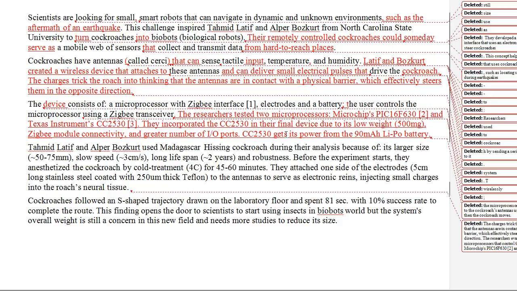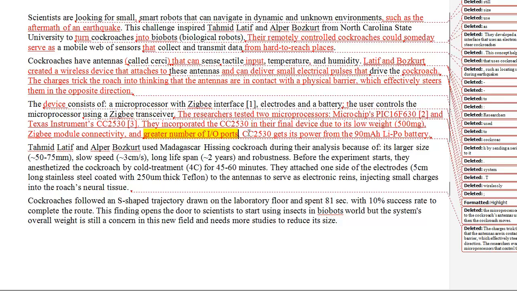So I'm picturing like little electrodes here. So I'm not sure that I've got this quite right, so I'm going to highlight that, so that the author can look at that and put it in a way that I can understand. I don't think we need to know the details about the battery, so I'm actually going to cut that detail. So they incorporated the CC2530 in their final device due to its low weight, its Zigbee module connectivity, and the greater number of I/O ports, because they said there were 21. So I'm guessing a little bit, and hopefully I got that right, but if not, I'm highlighting it so the author in their revision can put something there that's similar, but is accurate if that isn't accurate.